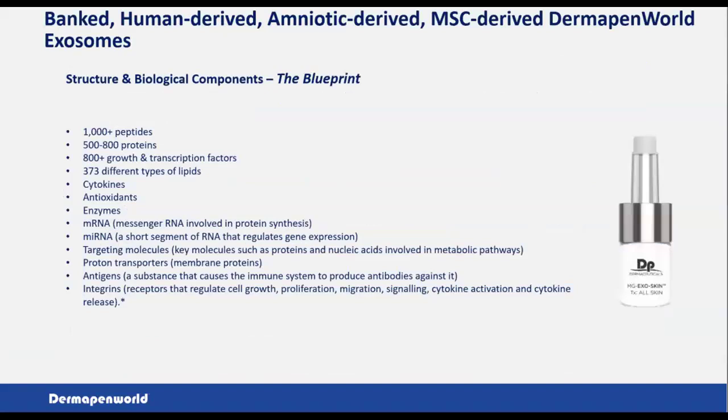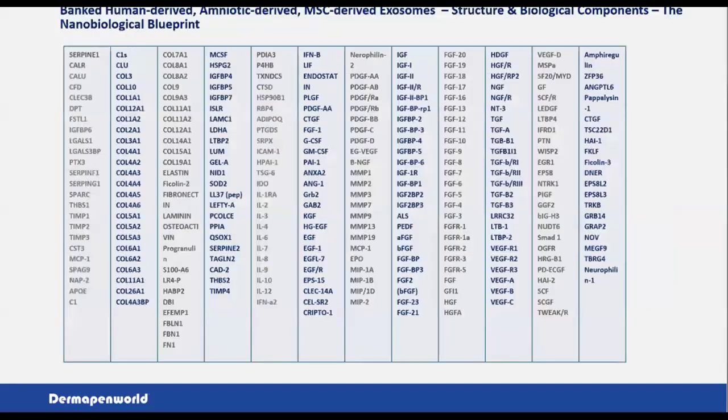So inside, 1,000 plus peptides, between 500 and 800 proteins, 800 plus growth and transcription factors, 373 different types of lipids, cytokines, antioxidants, and enzymes, RNA, targeting molecules like nucleic acids and proteins, proton transporters, antigens, integrins, huge. And this next slide will make your eyes pop. This is it. This is the structural component or nanobiological blueprint of what's actually in the product. I should test everybody on that, shouldn't I?